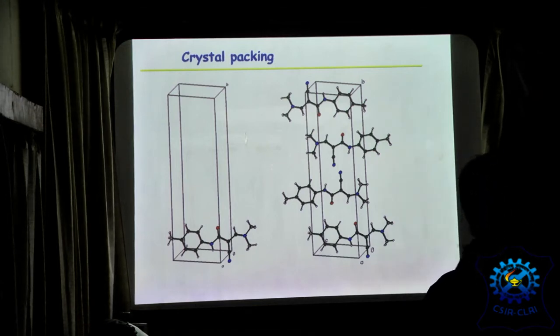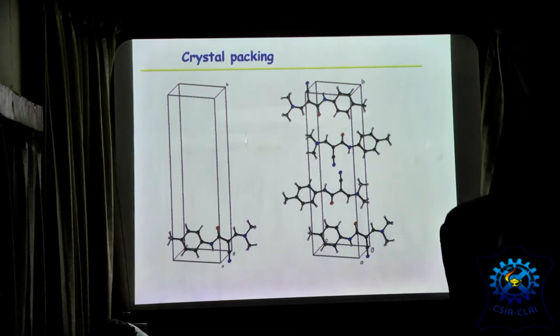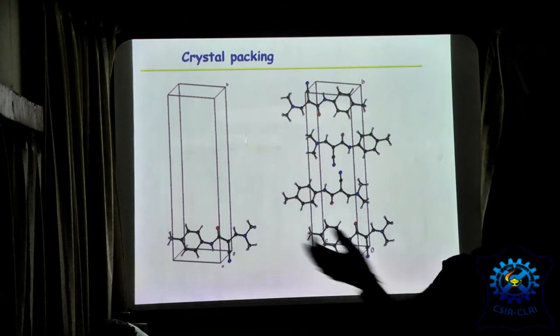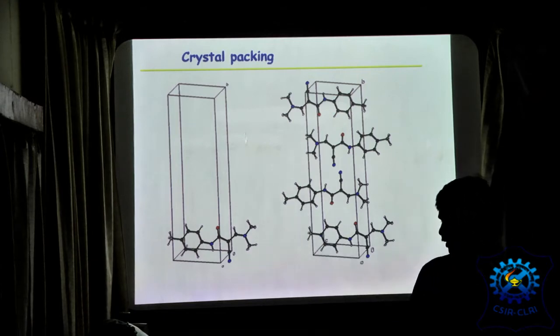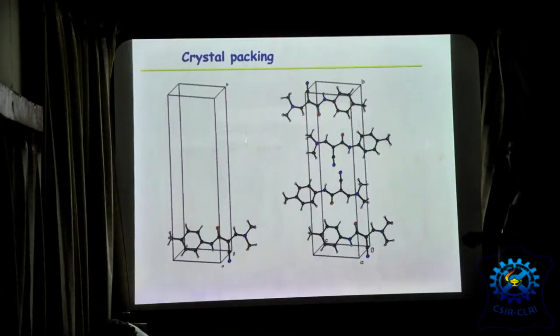Because in the solution, what was taken? Sugar, for example, glucose. So the glucose solution gives you a crystal. The crystal contains only glucose molecules. Am I right or not? So many glucose molecules are arranged in an ordered fashion to get the crystal. The molecular structure is this. The structure is actually arranged in the crystal like this.